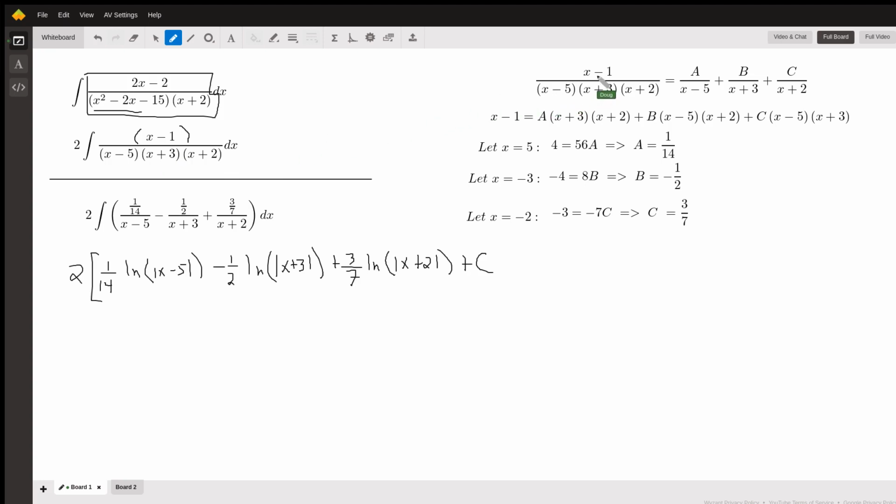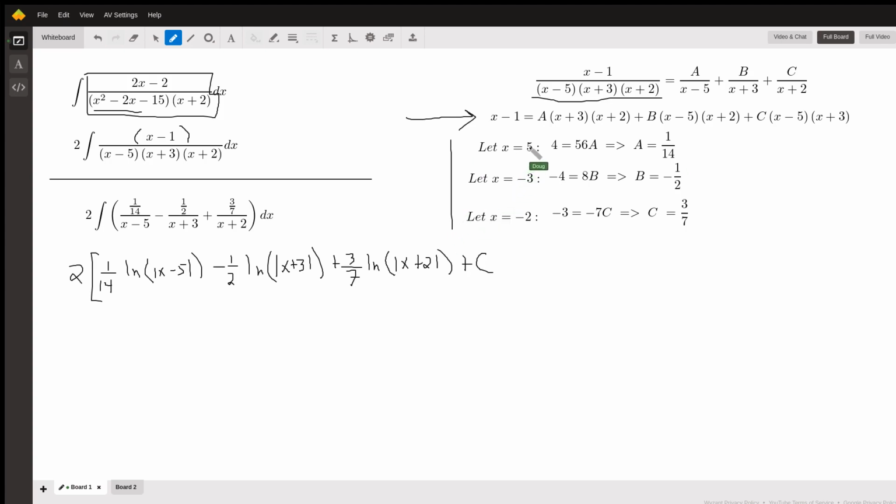So if the function is x minus 1 over the product of these three binomials, partial fraction theorems say that this can be rewritten as a over x minus 5 plus b over x plus 3 plus c over x plus 2. And if you multiply through by the LCD, this is what you get. And you could multiply all this stuff together and equate coefficients, but it's always worth trying this.